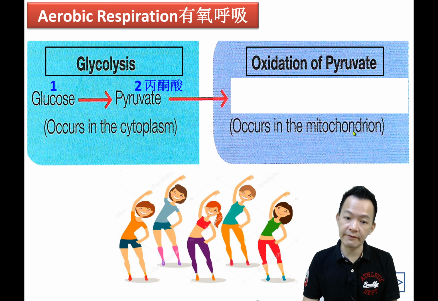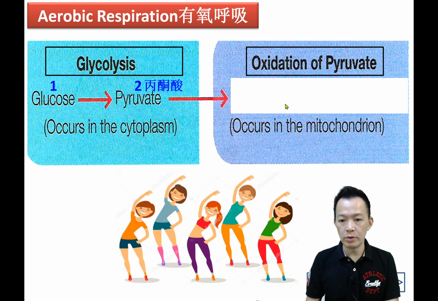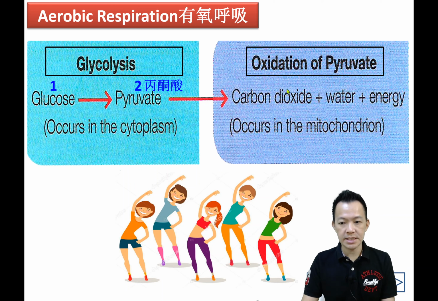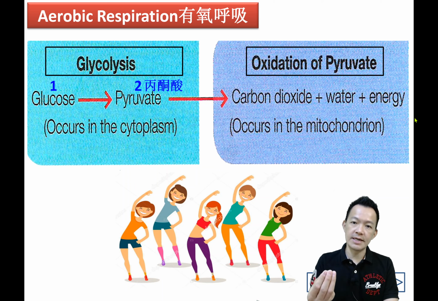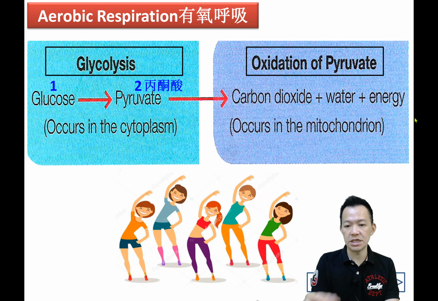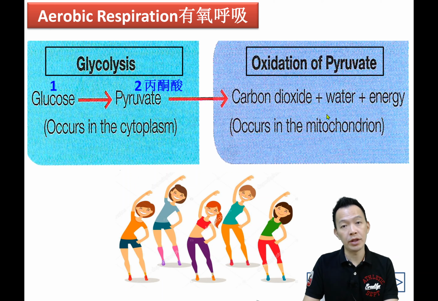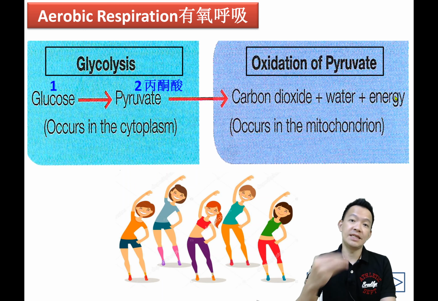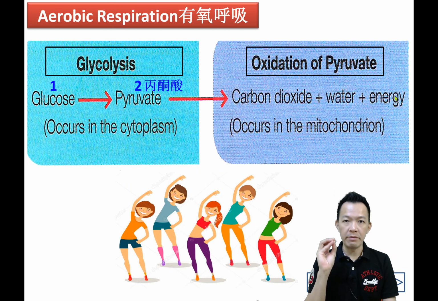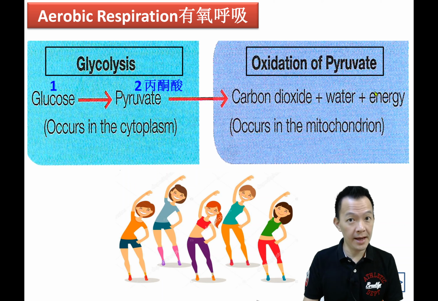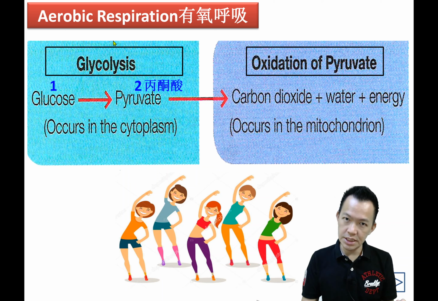And what is going to happen? The pyruvate will finally be oxidized into what? Into carbon dioxide, water, and energy. It will be completely oxidized into carbon dioxide, water, and energy. But most of the time, in our chemical equation or word equation, we write: glucose reacts together with oxygen to produce carbon dioxide plus water plus energy. That time we were not going into detail, so we could write it this way. But in Bio, you have to be an expert, to be a doctor.